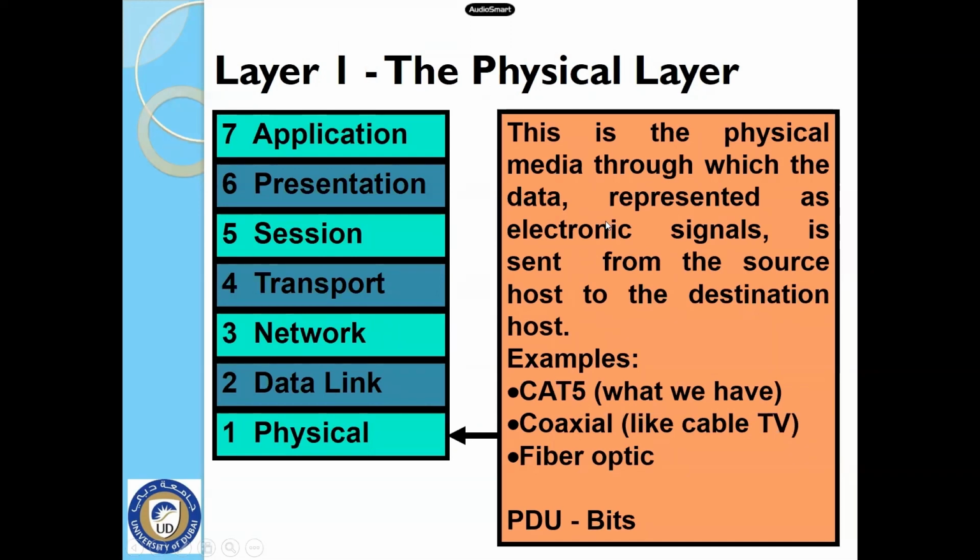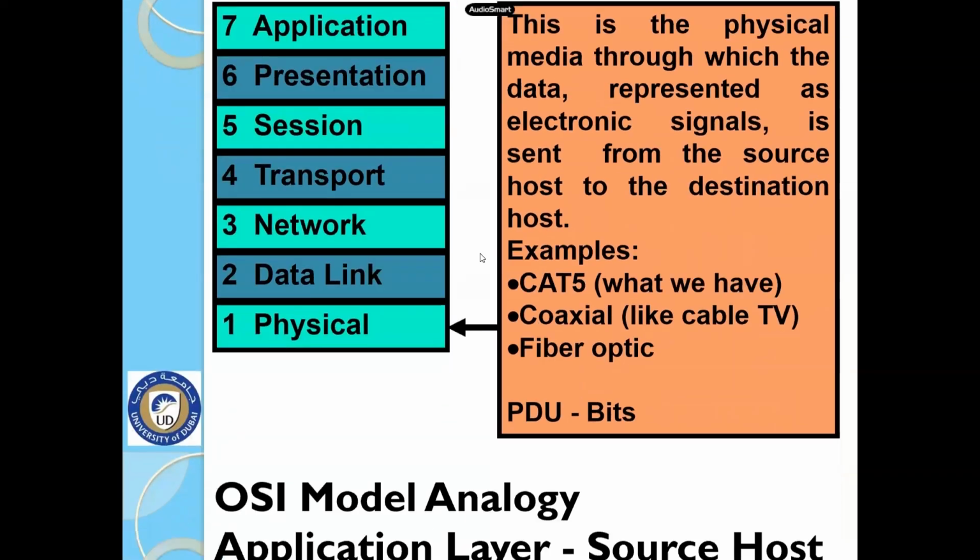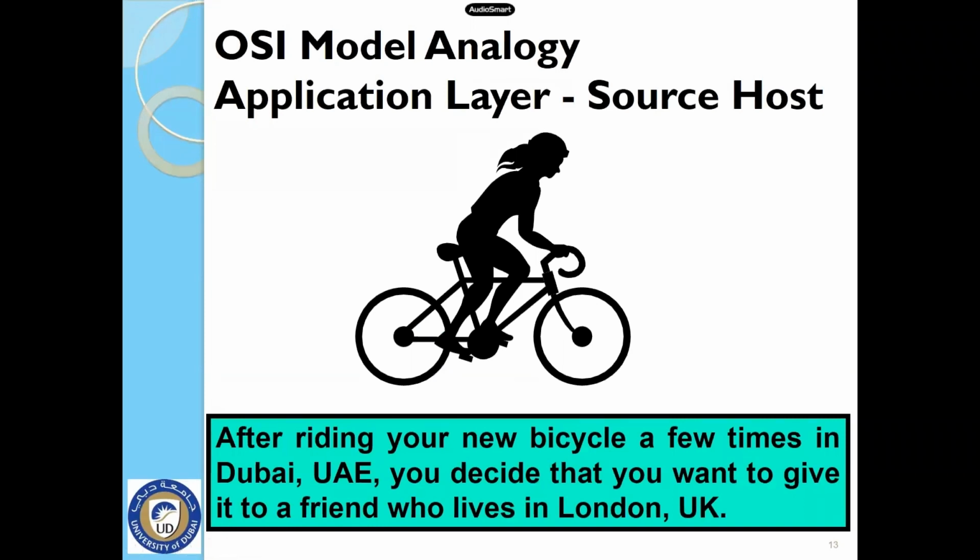Now, we have these 7 layers. So let's see an analogy for this data, or this information, or these layers. In real life, if I want to apply this 7-layer model, how would it look? So let's take this scenario. Someone who's riding a bike wants to send this bike to his friend in the UK. After riding your new bicycle a few times and feeling satisfied, you decide you want to give it away to a friend who lives in London. So think about the bike as the message. You want to send the message from a source here in Dubai to a destination in London, UK.